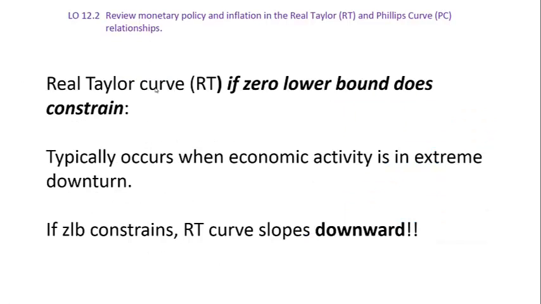Now, everything that we just told you is true if the zero lower bound does not constrain. But now we have to look at the case where the zero lower bound does constrain. This typically occurs when economic activity is in an extreme downturn. And as we're going to see, if the zero lower bound constrains, the RT curve is not going to slope upward. In fact, it's going to slope downward.